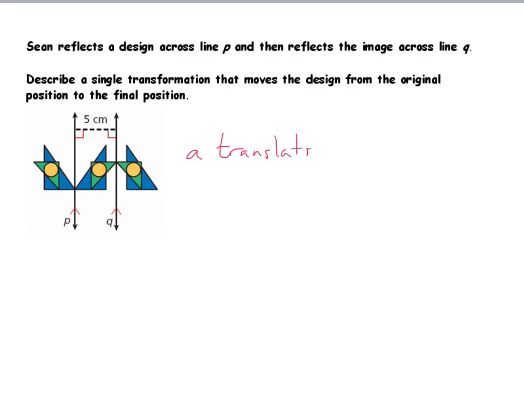And then the last thing I want to do is be a little bit more specific and tell them a translation of what. And notice they are telling us the distance between our 2 parallel lines is 5 centimeters. And we said the length of the translation vector in this instance will be twice the distance between the 2 lines. So twice 5 centimeters is going to be 10 centimeters. So it is a translation of 10 centimeters. And we'll even be a little bit more specific and say it's to the right. All right, so that was the last example.